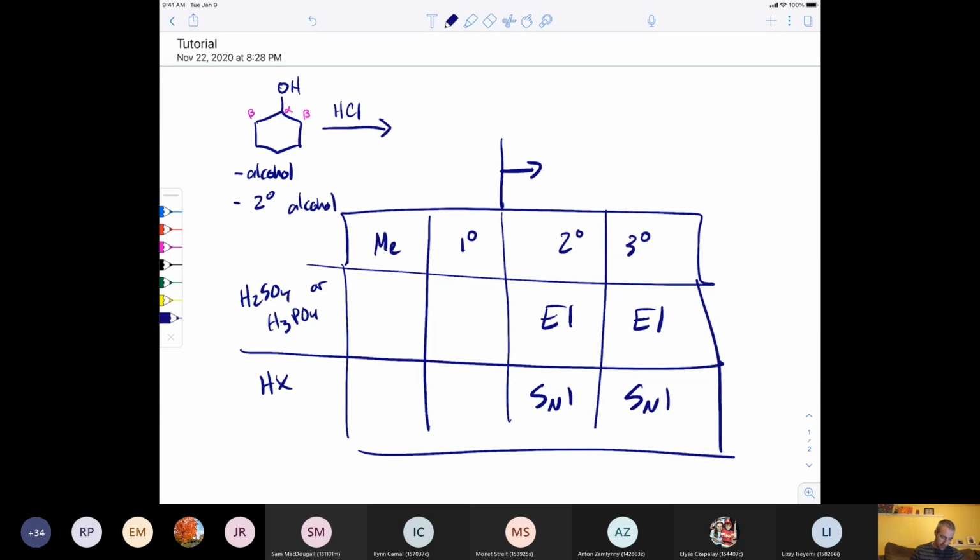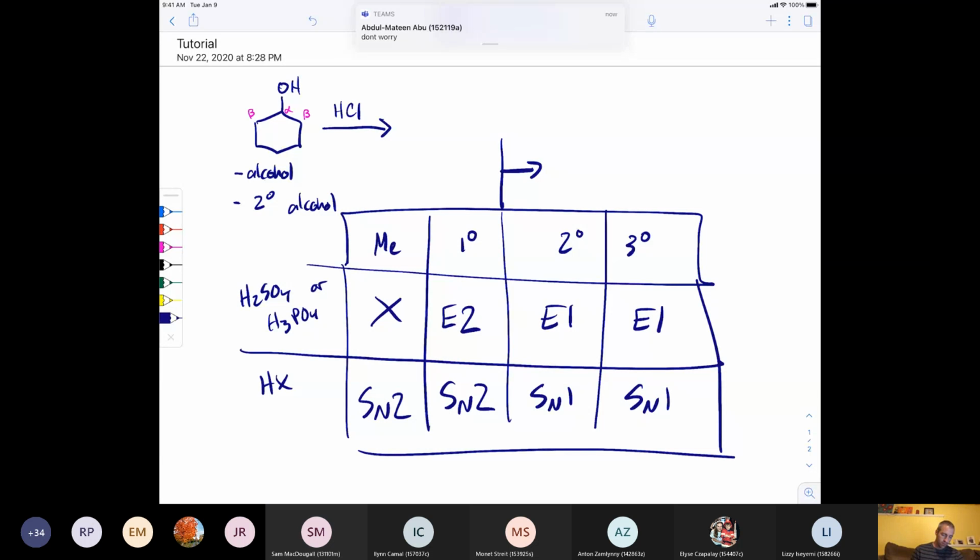So in these cases, you would have E2 or SN2, and methyls cannot do elimination. So nothing's going to happen with the methyl.